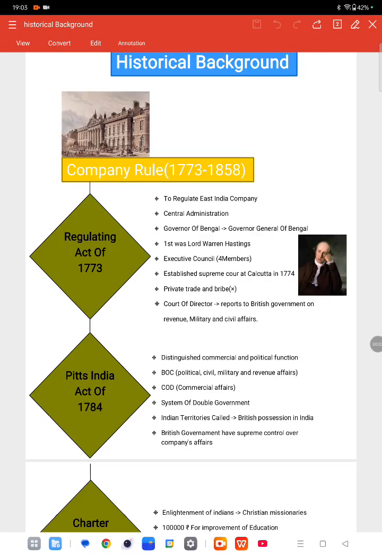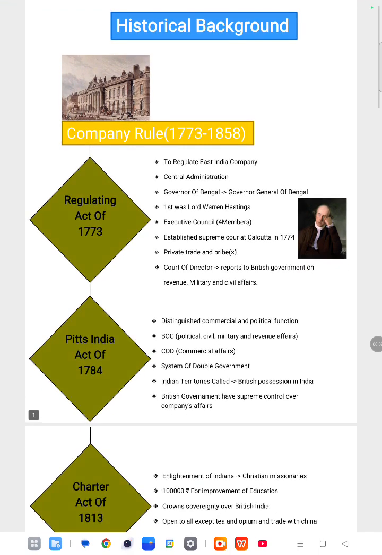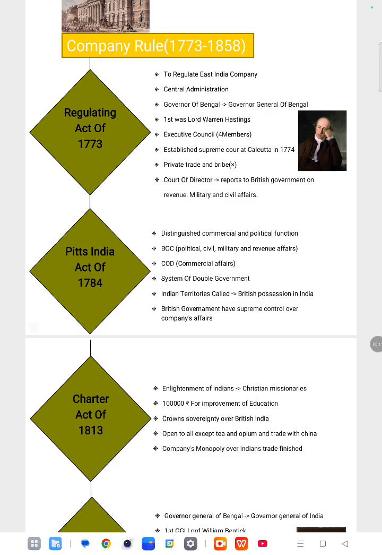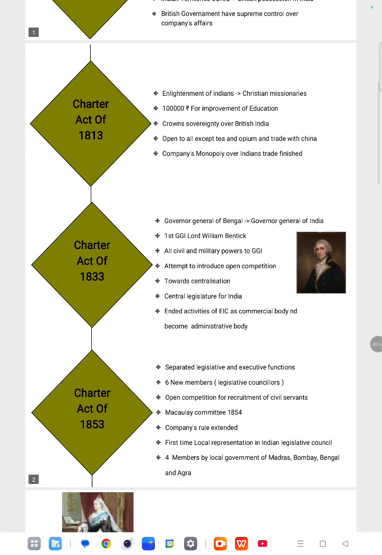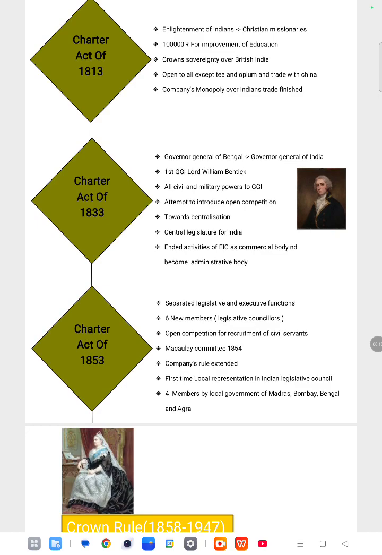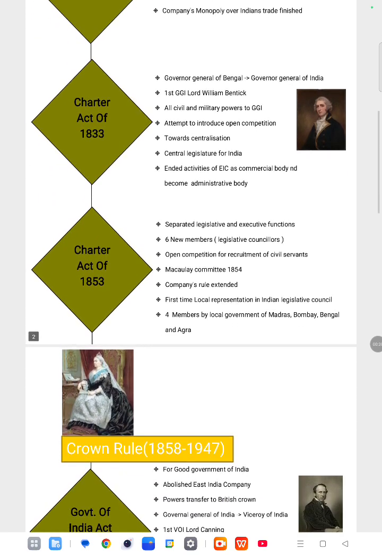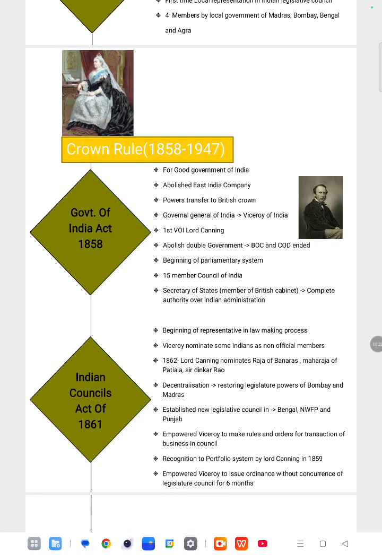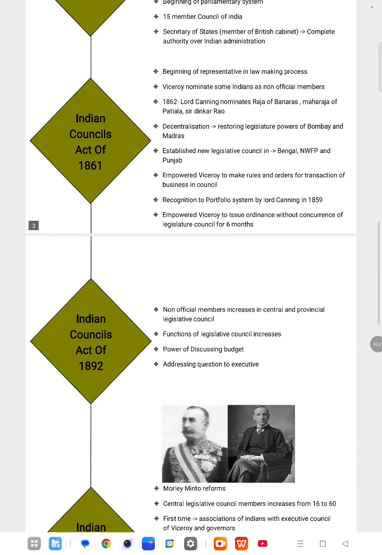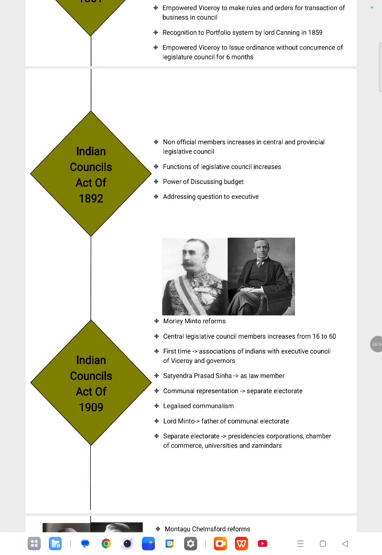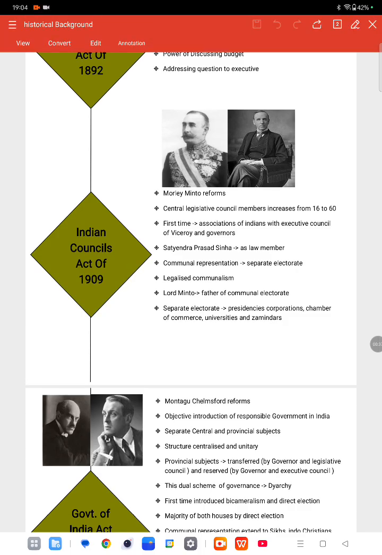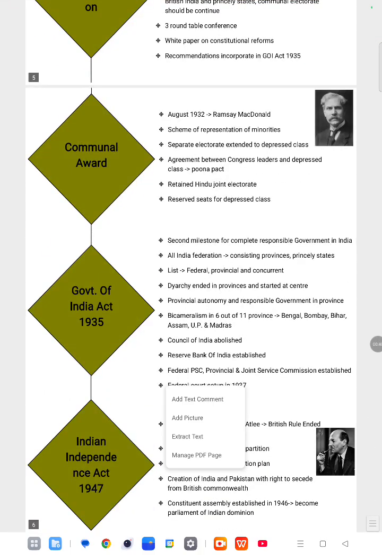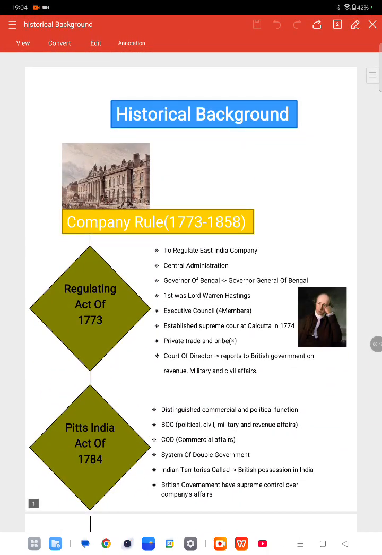Starting your historical background under polity. So we have a few Company Rules which come from time to time, like the first Regulating Act of 1773, then Pitt's India Act, then the Charter Act of 1813, then 1833, then the Charter Act of 1853, then Crown Rule comes into the picture after the First War of Independence. Then the Indian Councils Acts come into the picture: the Indian Councils Act of 1892, the Indian Councils Act of 1909, Montagu-Chelmsford and the Simon Commission. So many acts come into the picture, so we will read them one by one.